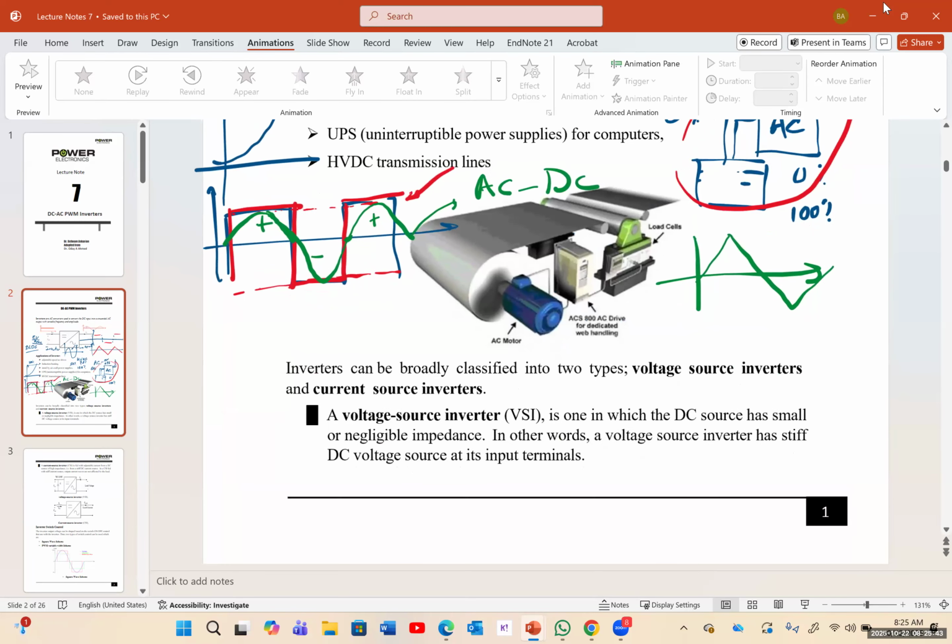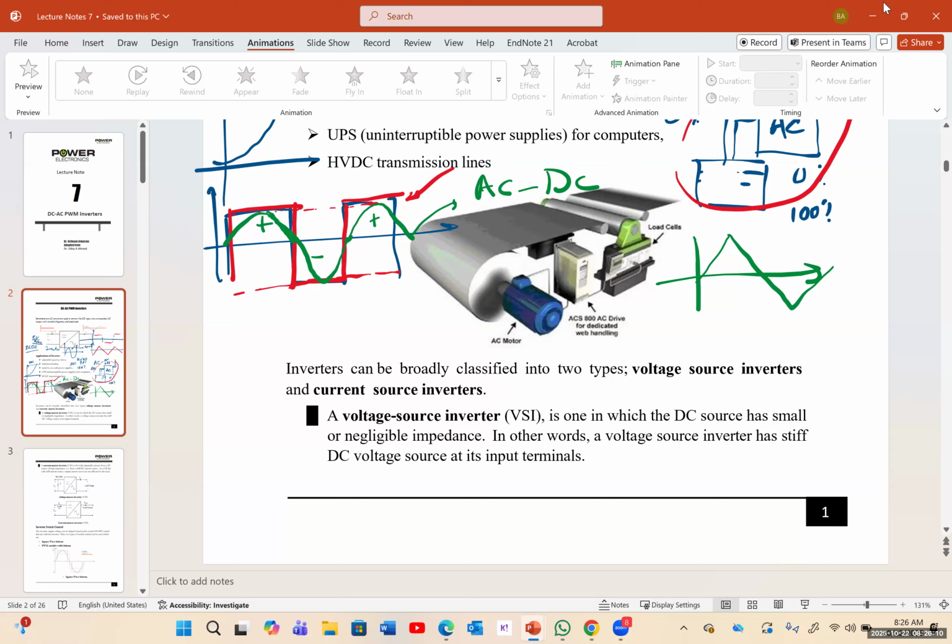So inverters are classified into two types. Generally, we have the voltage source inverters and current source inverters. A voltage source inverter, or VSI, is one in which the DC source has small or negligible impedance. In other words, a voltage source inverter has a stiff DC voltage source at its input terminal.